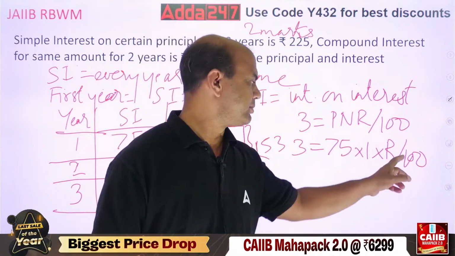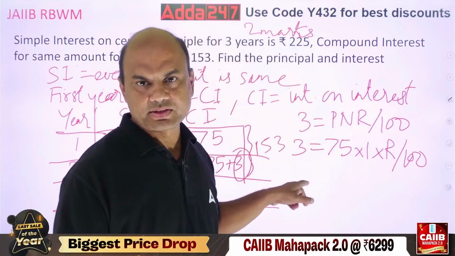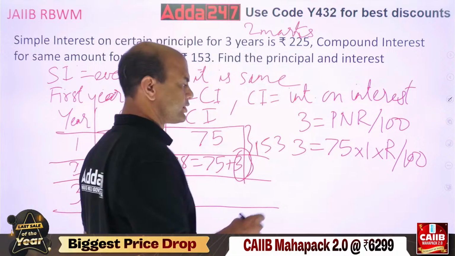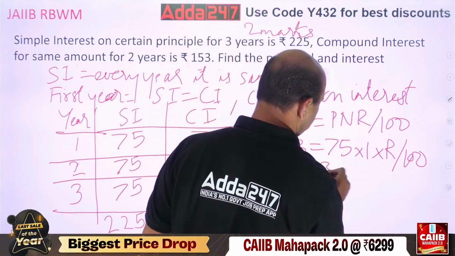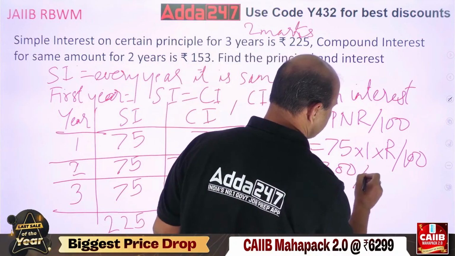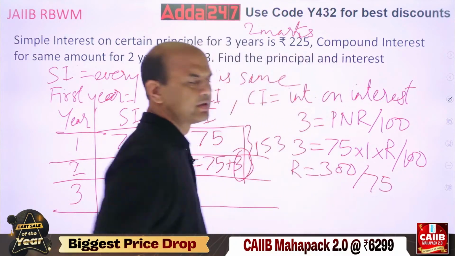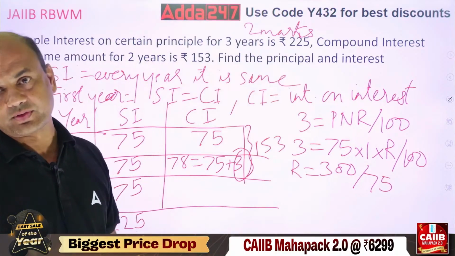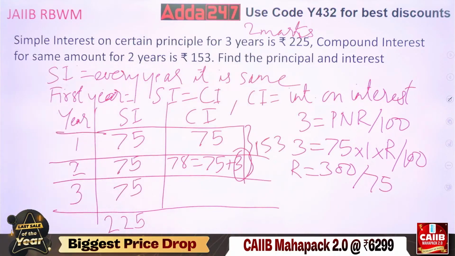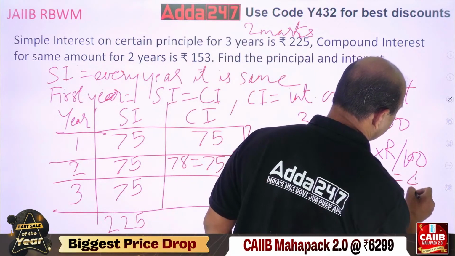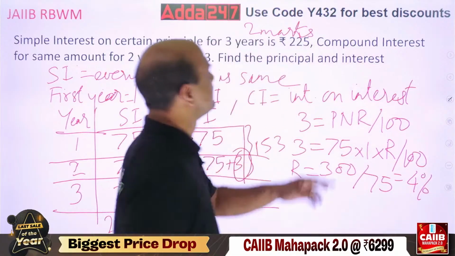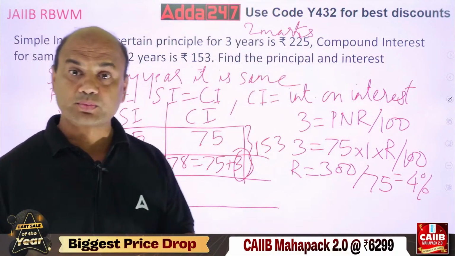Multiply this 100 on the other side, divide it with 75, so you'll get R. So R equals, I'll directly write it, 300 upon 75. Got it? Everyone getting this? Type yes in the comment section if you are getting it. 300 upon 75 is equal to 4. So R equals 4%. See, you got one answer. Interest is 4%.